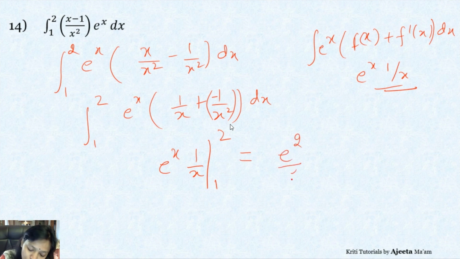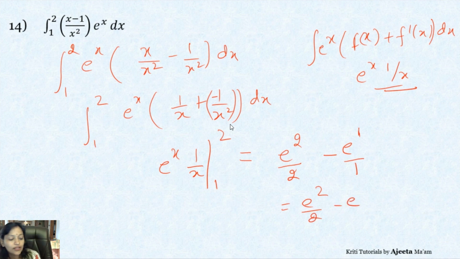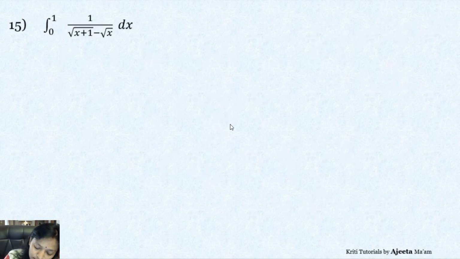So now let's put in 2. So exponential 2 upon 2 minus exponential 1 upon 1. So your answer will be exponential 2 by 2 minus e. You can take the LCM also, right? Previous question was different, but the answer was same. Correct? Now let's move on to the next.